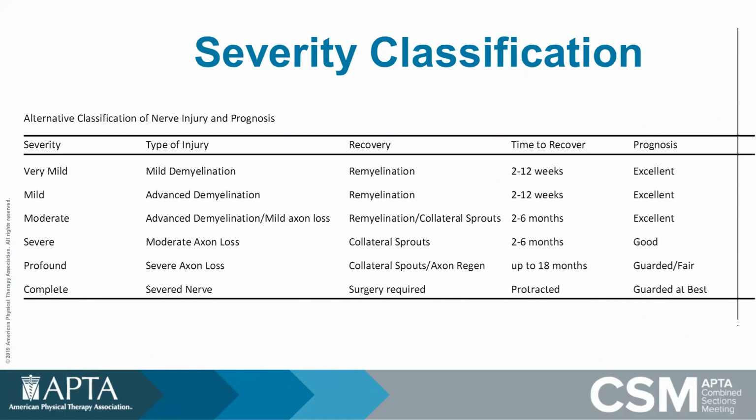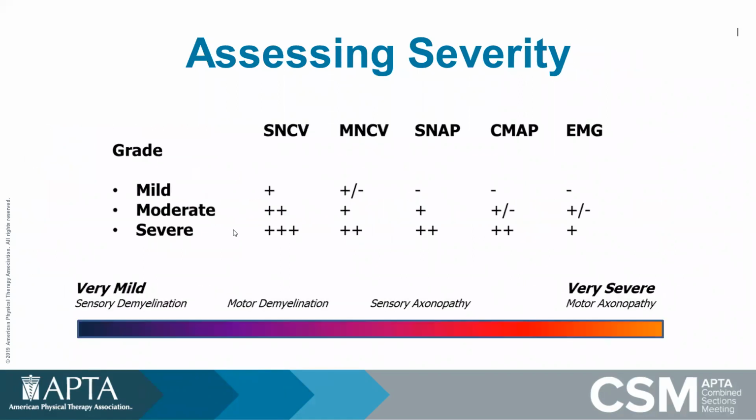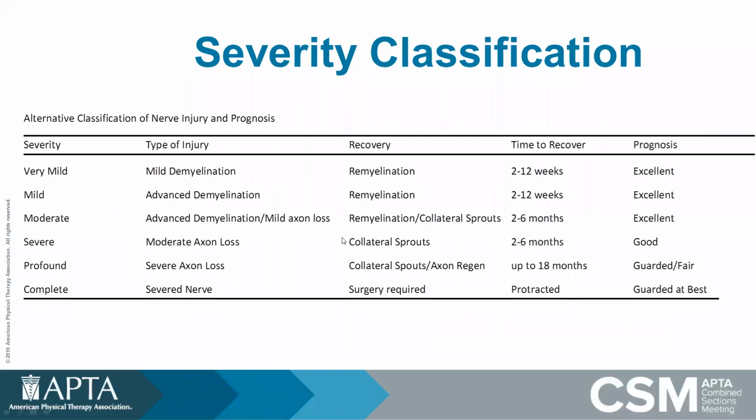So for those conditions that we identify as very mild, and again, we can all agree that the characteristics of severity take us from sensory demyelination to motor demyelination. We move into moderate when we begin to have sensory axonopathy, and we move into severe when we have more motor axonopathy, and very severe when we have very significant motor axonopathy. So when we take a look at nerve injury, again, very mild demyelination. As we begin to advance in demyelination, we move into mild.